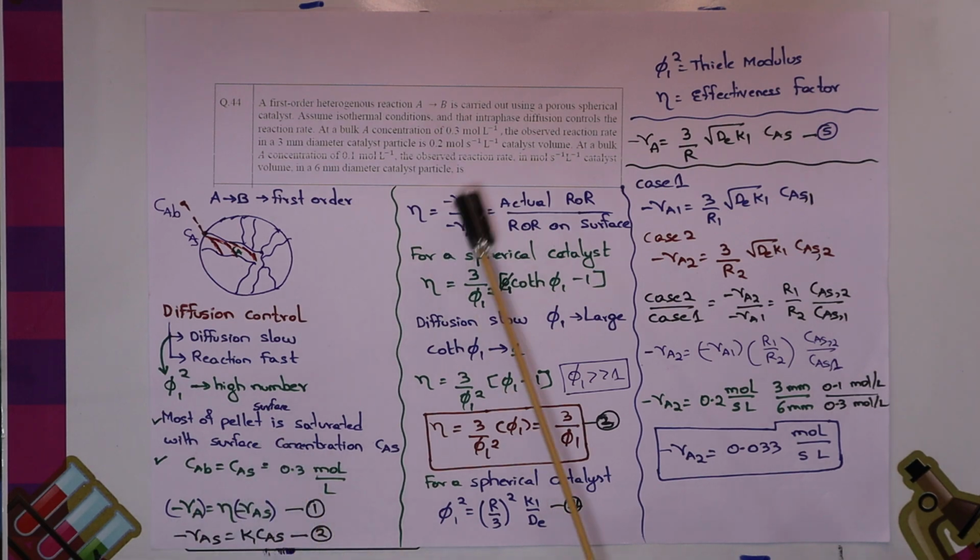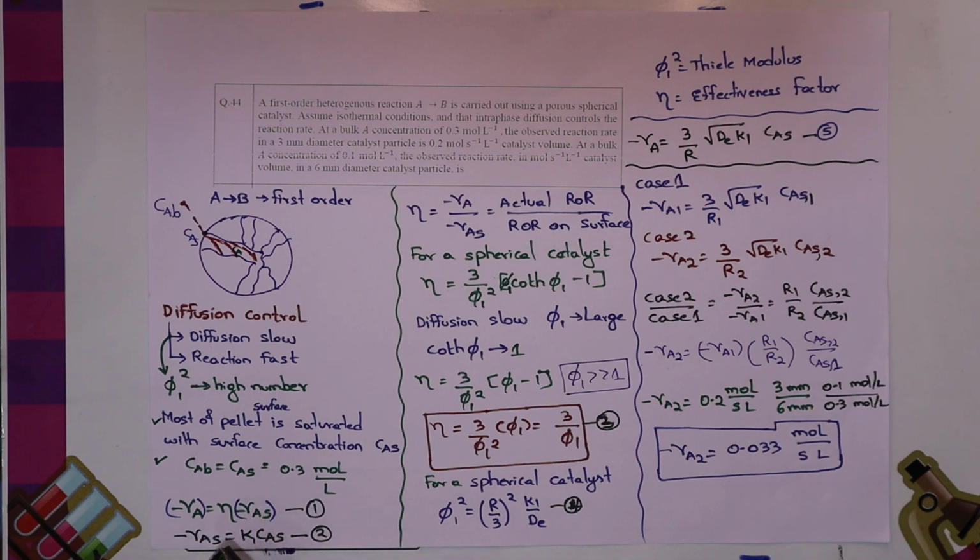Because it is already given that diffusion controls, most of the pellet surface is saturated with the surface concentration CAS. Bulk concentration will be equal to the surface concentration, because it is not getting reacted. The molecules of A are getting accumulated here. So CA, the bulk concentration of A, will be equal to the surface concentration, which is given as 0.3 mole per liter for case 1.